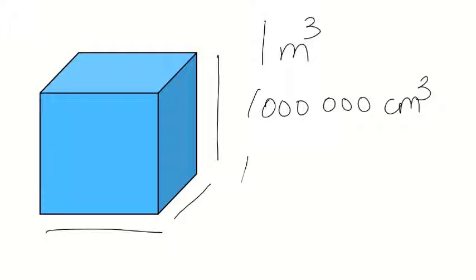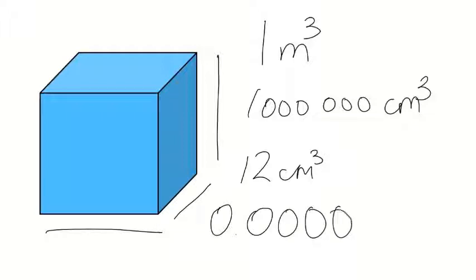For example, 12 centimeter cubed would be exactly 0.0000012 of a meter cubed. If all this leads the reader to feel the need to brush up on their calculations with decimals, then they should do so with manipulatives.